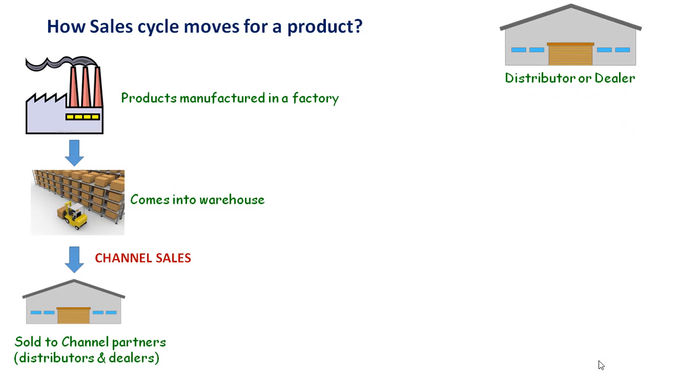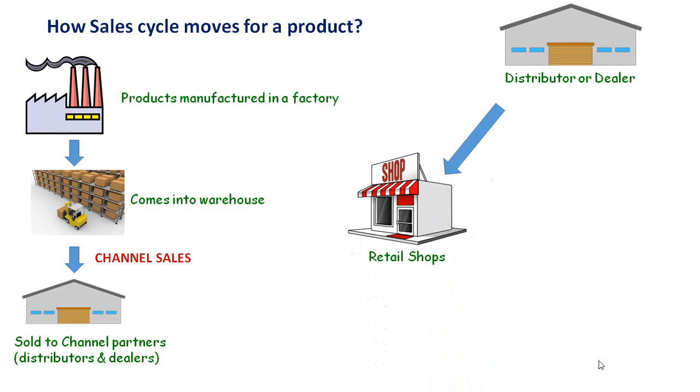So from channel partners, the product moves to the consumers in basically two ways. In case of fast moving consumer goods, from soap to toothpaste to any food items or any small ticket items, the distributor sells those products to the retailers. Retailers display them in their respective retail shops. The consumer comes to them and buys. So this is the scenario in case of fast moving consumer goods.